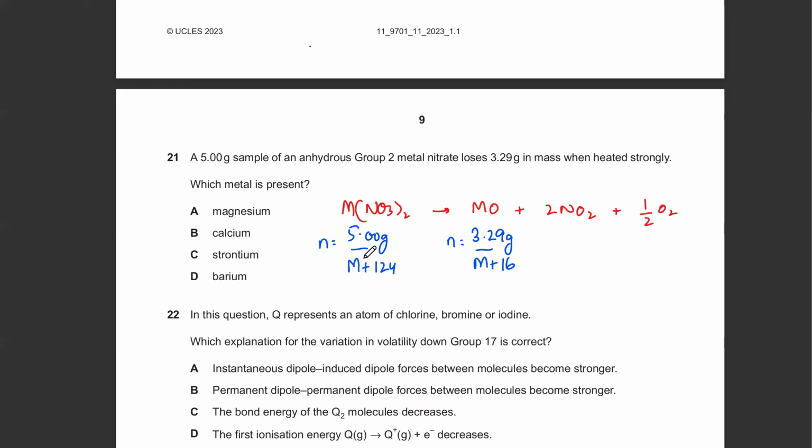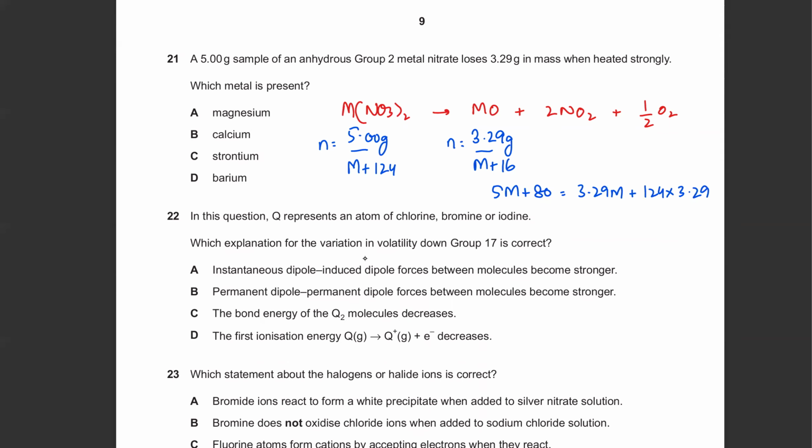So can you try and solve this? If I equate the two moles, it's going to be 5M plus 16 times 5, that's 80, equals 3.29M plus 124 times 3.29. Then we can have M to one side, so that's going to be 1.7M equals 124 times 3.29 minus 80. So what do you get for M?